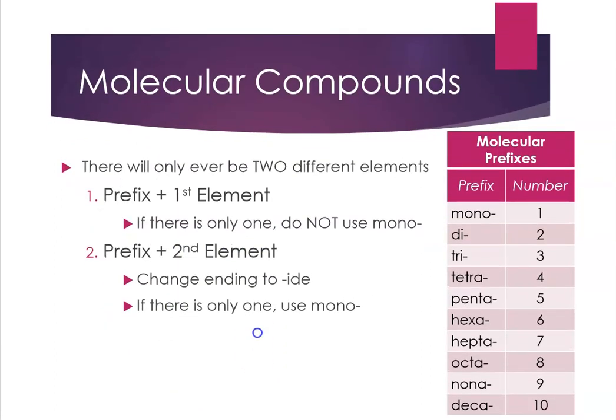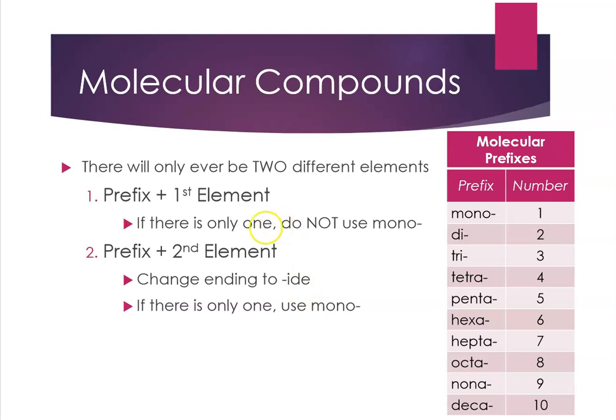So for molecular compounds, we use our prefixes. These prefixes are on the periodic table. So if you flip to the formula sheet, in the bottom center, there is a table that says molecular prefixes, and you'll find all of these there. So when we name molecular compounds, we always do the prefix plus the element, and then the prefix plus the element, and the second element changes its ending to IDE, just like we did for ionics.